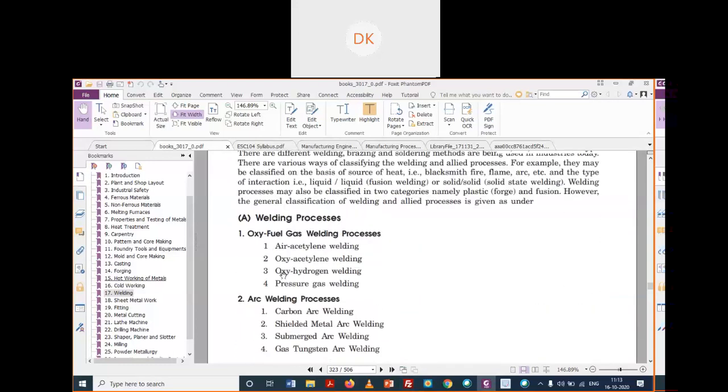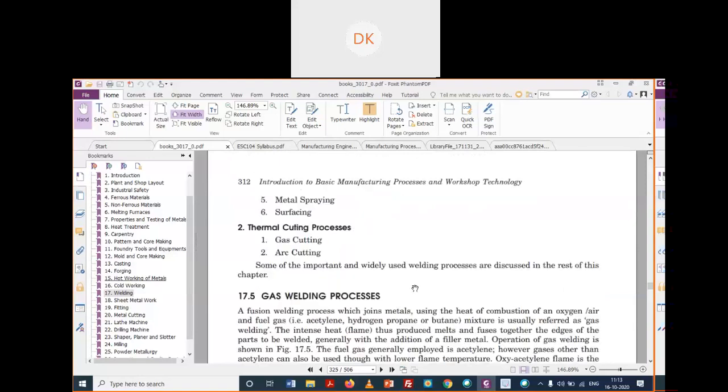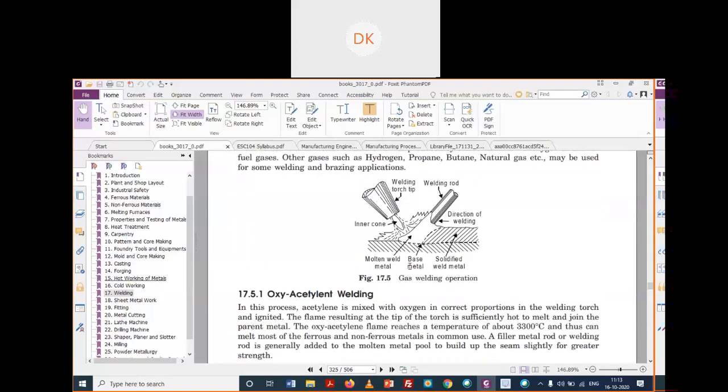The capacity of each welding process has a different value, and it can reach up to 3000 degrees Celsius. If you can see here, this is the inner cone, this is the welding torch, and this is the welding rod being used. This is the direction of welding, this is the base metal and solidified weld metal, and this is the molten weld metal.